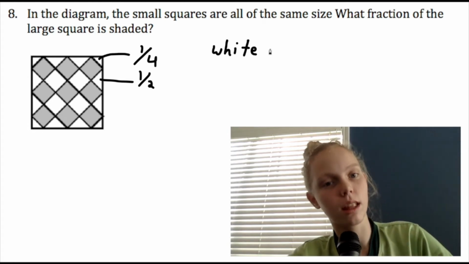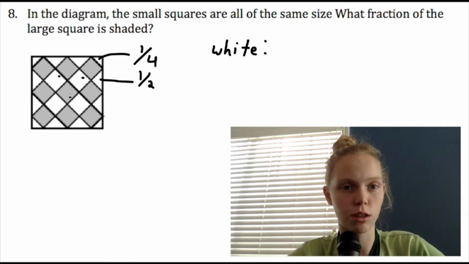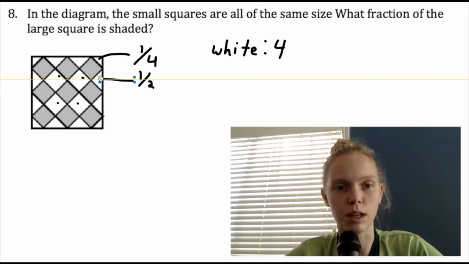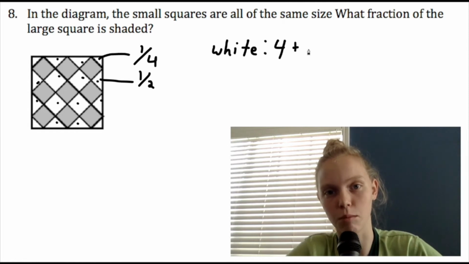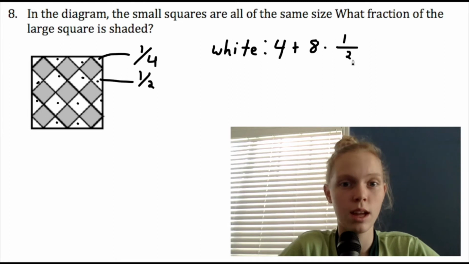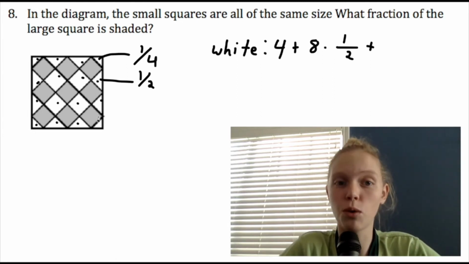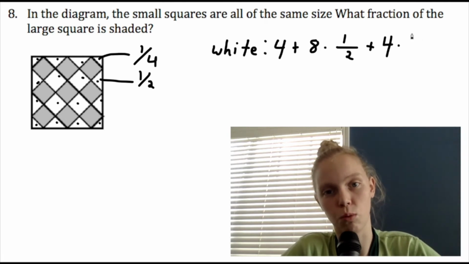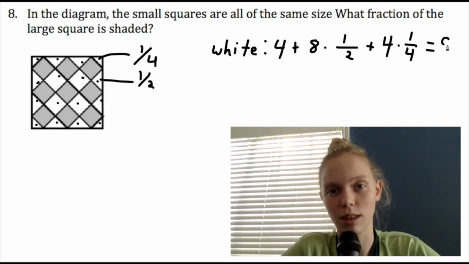So let's count up all of the white squares. You can see that there's going to be 1, 2, 3, 4 total just full squares. And there's also going to be 1, 2, 3, 4, 5, 6, 7, 8 half squares. So it's going to be 8 times 1/2, which is going to come out to be 4 more squares. And then we also are going to have 1, 2, 3, 4 quarter squares. So 4 times a quarter, which is going to come out to be 1. So 4 plus 4 plus 1 is going to equal 9.